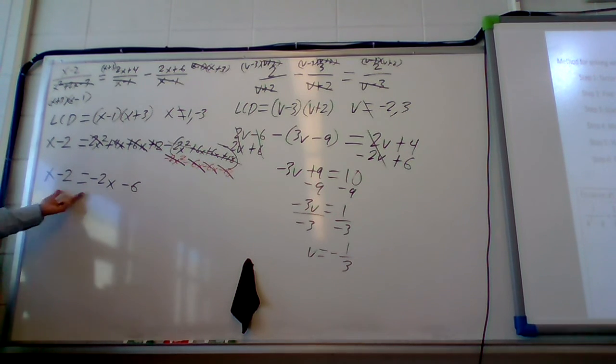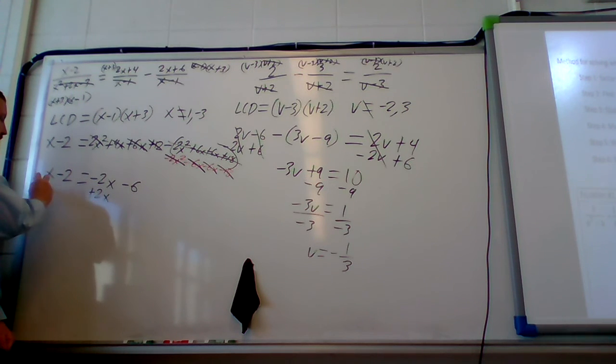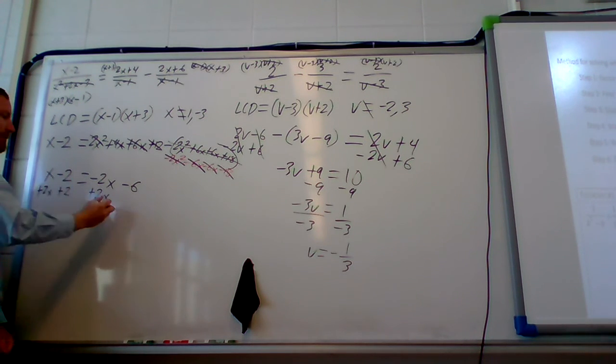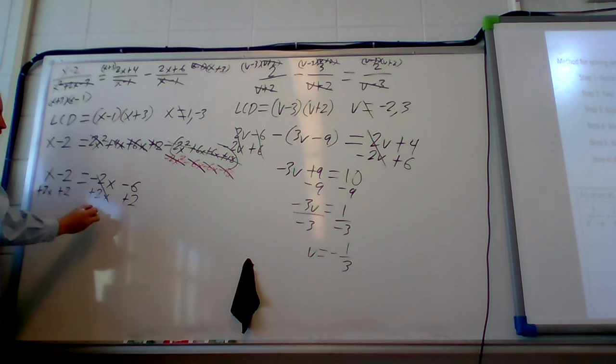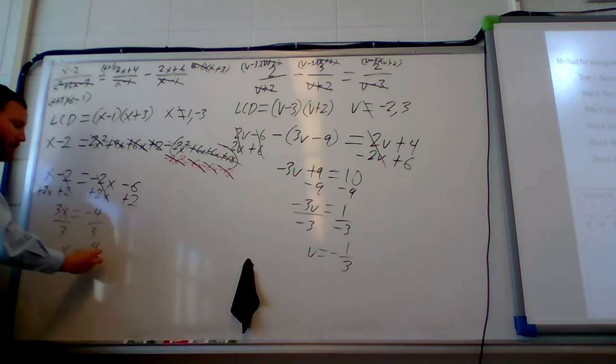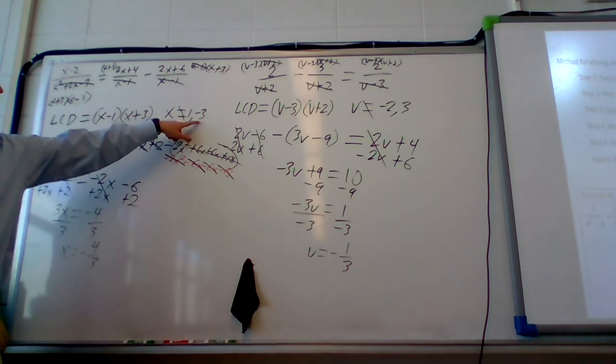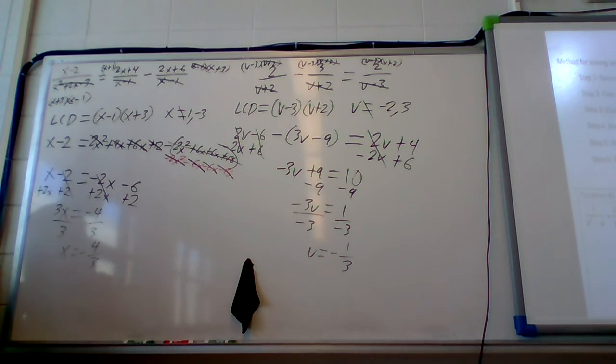So then let's solve. I'm going to move my x's to one side, move my constants to the other. So add 2x over. Add 2 to my other side. So x plus 2x is going to give me a 3x. And negative 6 plus 2 is negative 4. Divide by our 3, we get x equals negative 4 thirds. Negative 4 thirds is not one of our excluded values. So that is our solution.